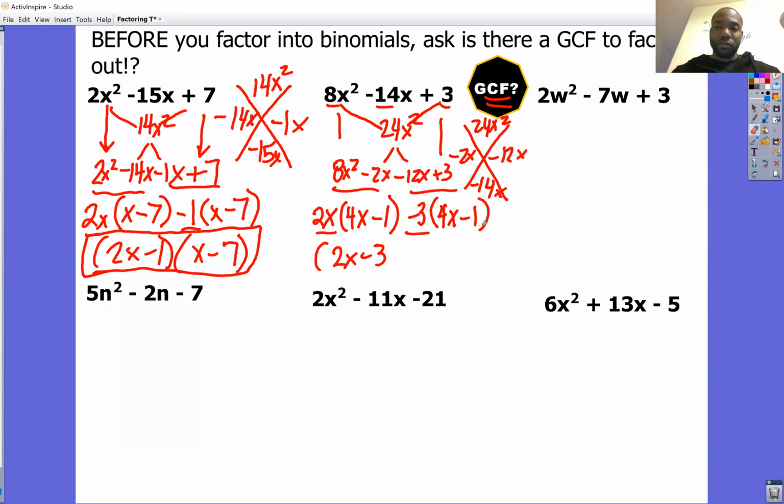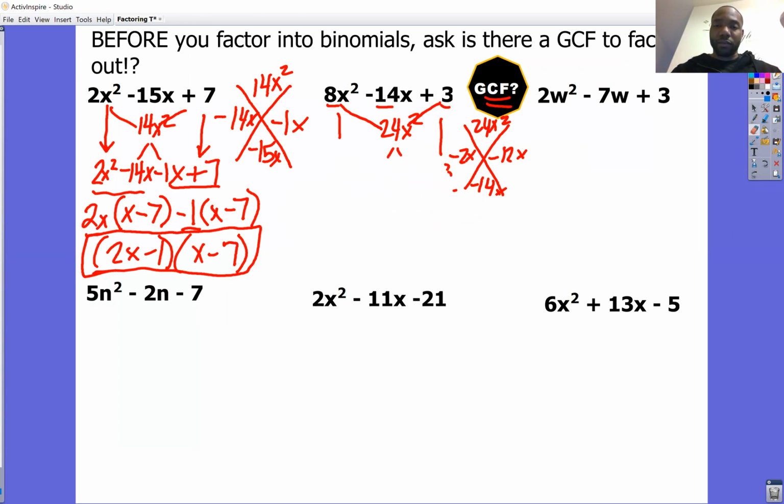All right, so let me just erase this. Okay, say for instance, I said order doesn't matter. So what if I put, I forgot what I put first. What did I put first? The 2x, I put the 2x first. All right, what if I put the 12x first? So say for instance, I put the negative 12x here and the negative 2x here.